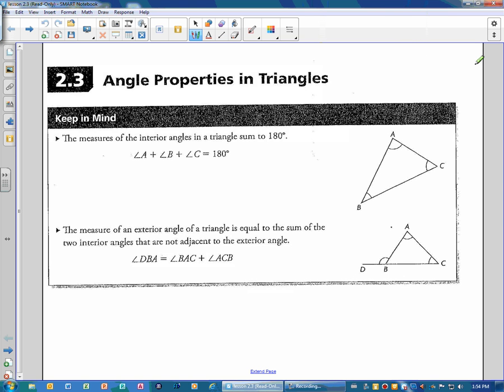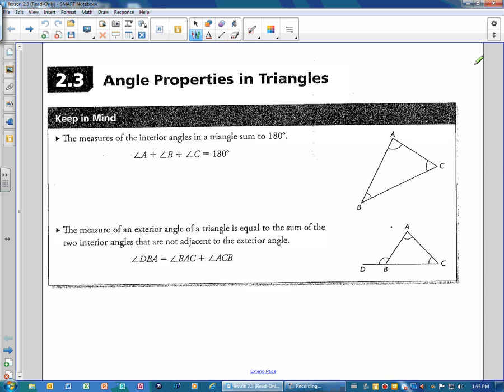Welcome to 2.3, Angle Properties in Triangles. At the top of your page here, they give you two angle properties that might be helpful in calculating angles or proving that angles might be congruent or equal.